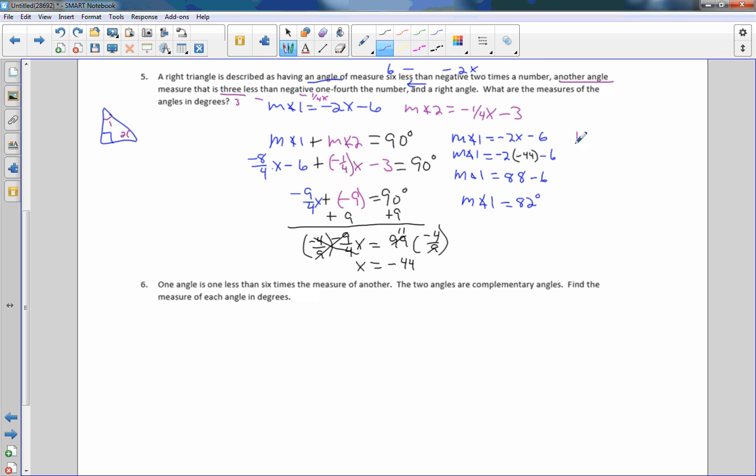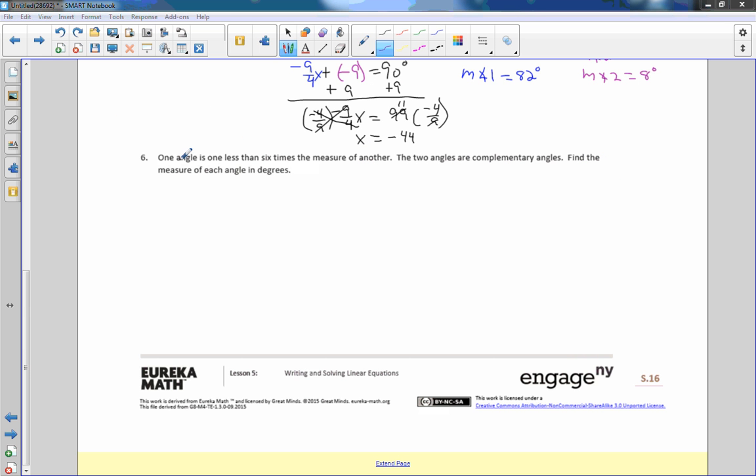The measure of angle 2 equals negative 1/4 x minus 3. So therefore the measure of angle 2 equals negative 1/4. My x is negative 44 minus 3. So the measure of angle 2 equals, this is going to cancel and become 11, and a negative times a negative is positive, 11 minus 3. The measure of angle 2 equals 8 degrees. So 82 plus 8 is definitely 90 degrees.